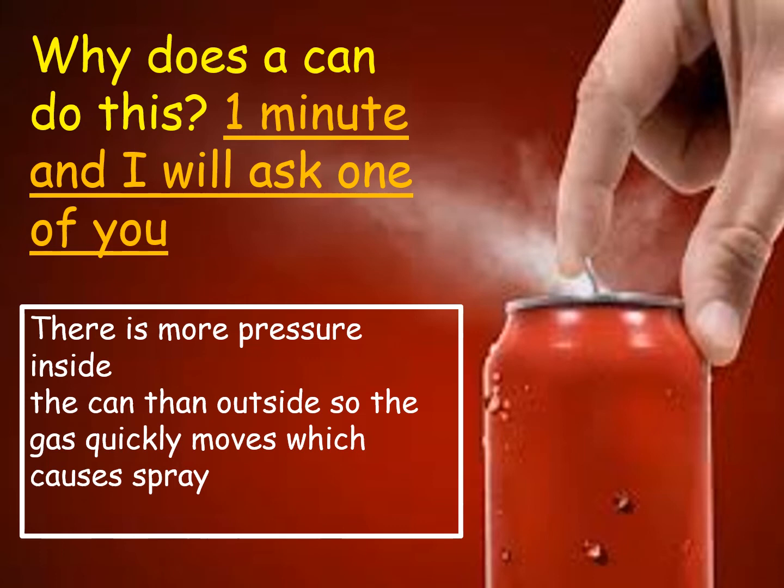When you open a can of Coke or any fizzy drink, you get this spray coming out of the top. So the reason that this happens is because there is more pressure inside the can than outside. So the gas quickly moves, which causes the spray. So that's the gas trying to balance between inside the can and outside the can. You know that they're pressurized because if you shake them up and open it, then it sprays out everywhere. But as a standard, when you open the can, you get this little tiny spray just as the gases balance out.